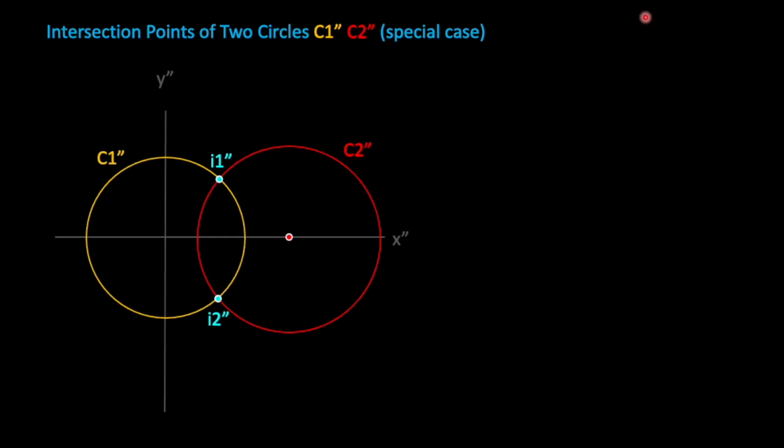Let's take a look at the special case, and I'm marking everything as in doubly transformed coordinates. You're going to take care of getting it there and getting the results back. Okay, so we've got our two circles, C1 double prime, C2 double prime, and they're in this configuration, and got our two intersection points.